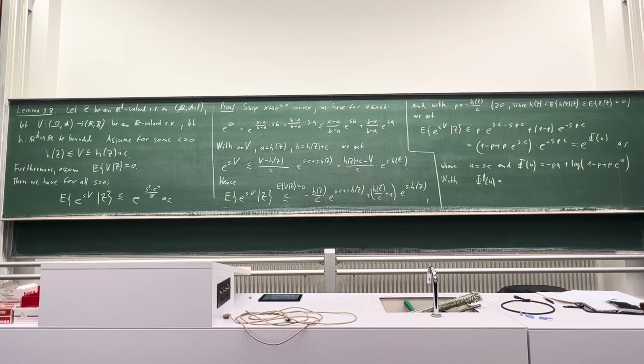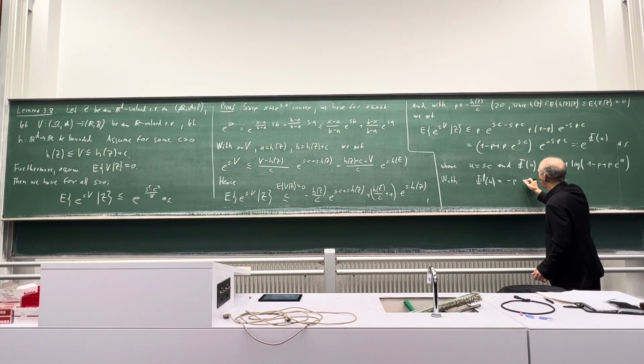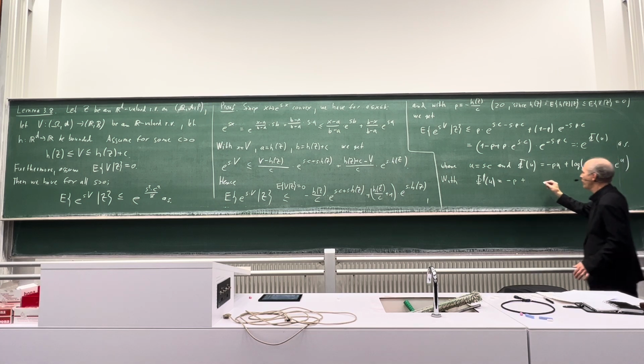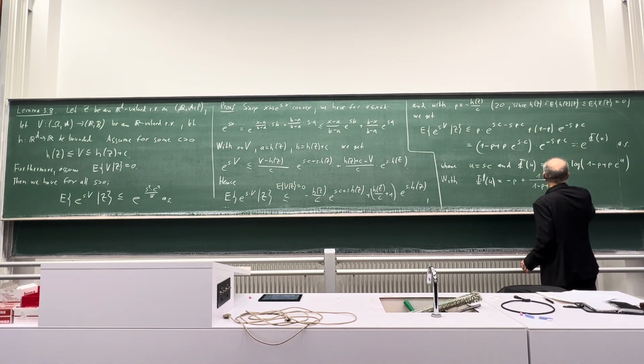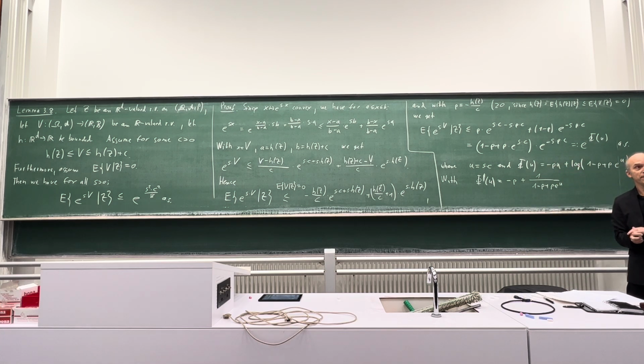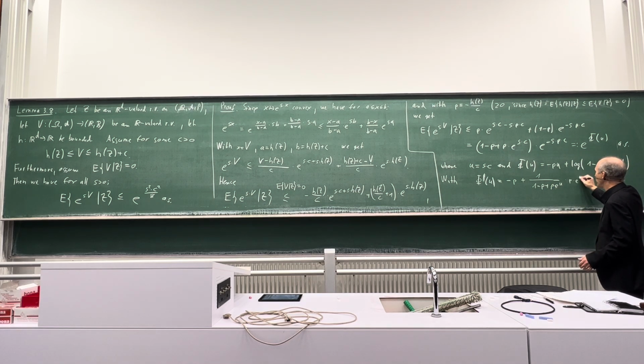Phi prime of u is... Minus p plus 1 divided by, what's 1 divided by this whole term, times the derivative, which is p times exponential u. Correct.